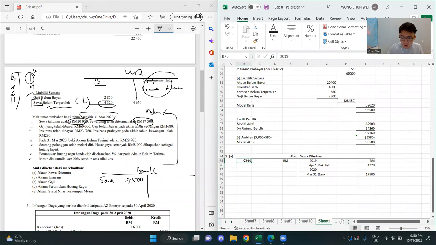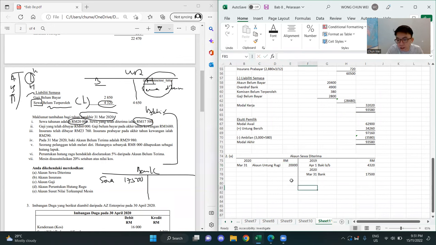Oh, sorry, here should be 2020 already. Because normally when you're recording all this Pelarasan, it should be on the last date, your tahun berakhir. So your tahun berakhir is 31st March. Okay, so March. From where? You go to your account untung rugi. So here you put account untung rugi. How much? 20,000.